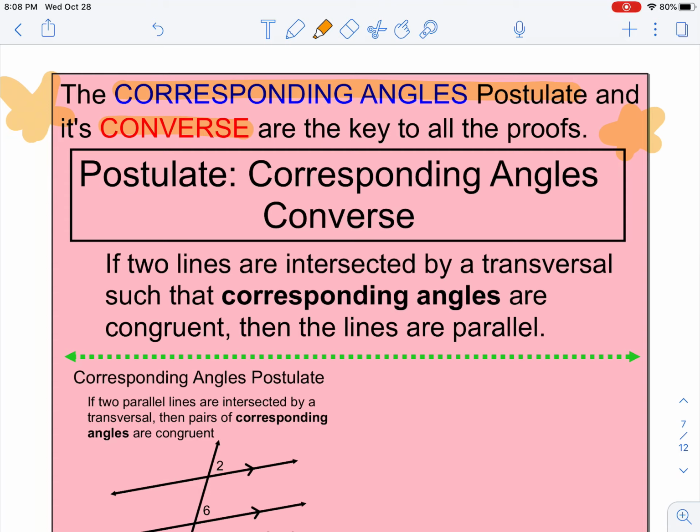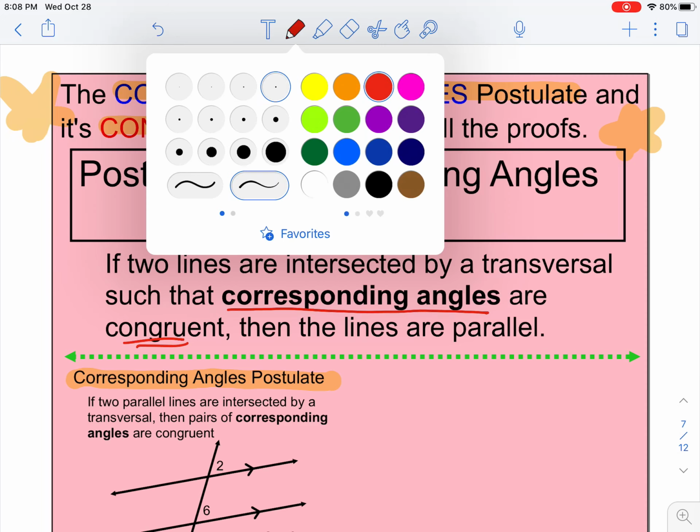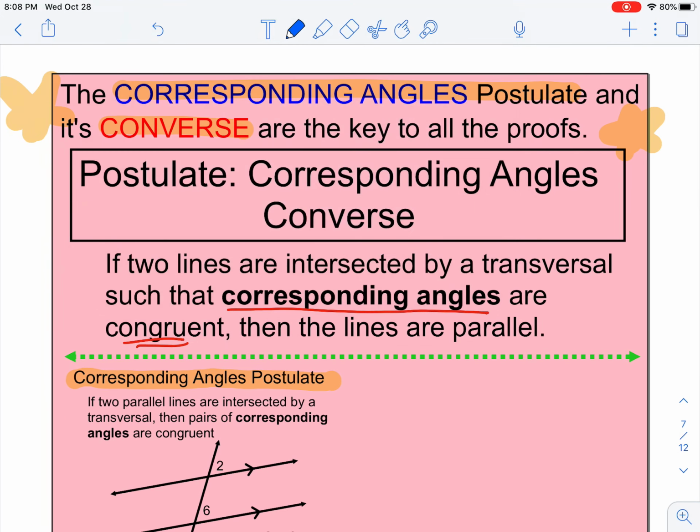So here's our corresponding angles postulate. If two parallel lines are intersected by a transversal, then pairs of corresponding angles are congruent. So the converse here says the opposite. It says if two lines are intersected by a transversal such that corresponding angles are congruent, then the lines are parallel. So here's the difference.